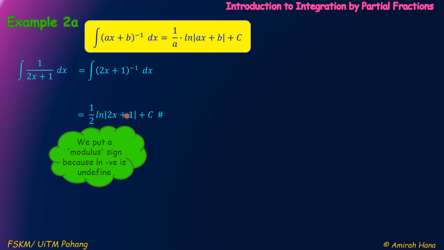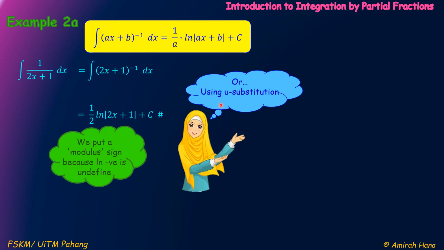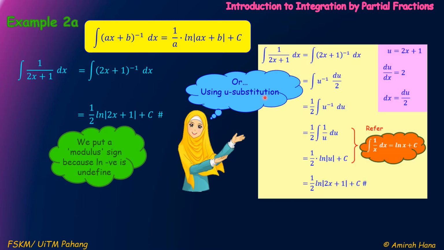We put a modulus sign because ln of a negative is undefined, so to avoid error, we use the modulus sign for the ln function. If we don't want to use this formula, we can also integrate using u substitution. First, we write the integration of 1 over 2x + 1 dx as the integration of (2x + 1)^-1 dx.